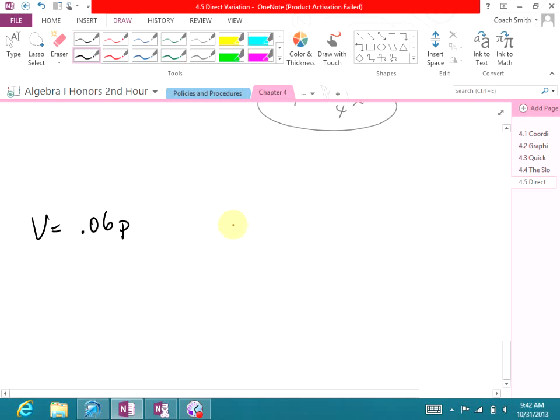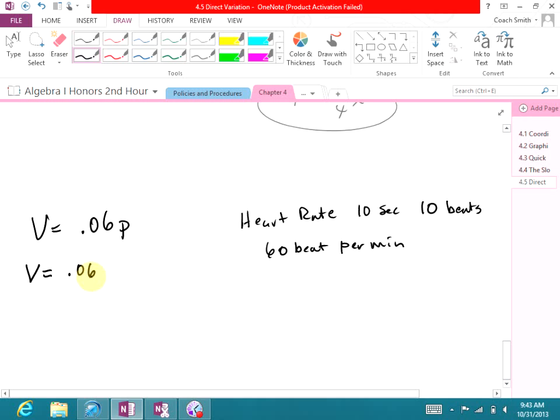Now, if your heart rate for 10 seconds, mine was 10 beats. So that means I had 60 beats per minute. Okay, so now you figure out yours, and we're going to take it here and go 0.06. So mine was 60 beats. So I'm going to multiply by 60. And so the volume of blood mine comes out to be is 0.36 liters.